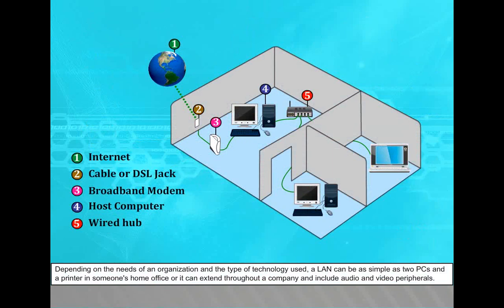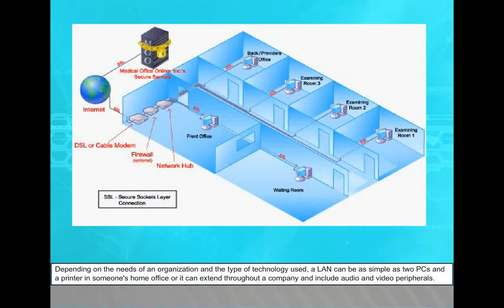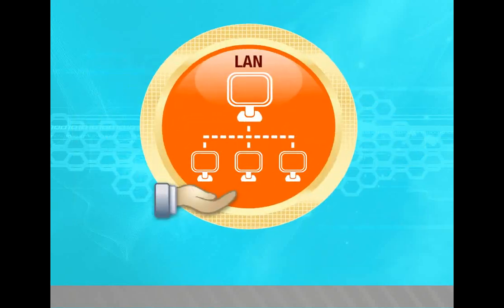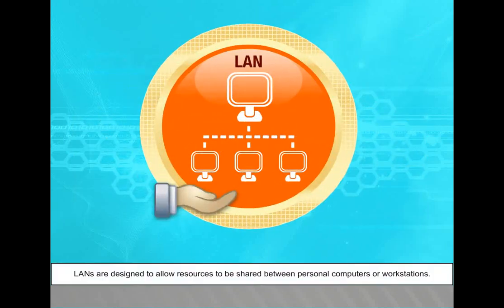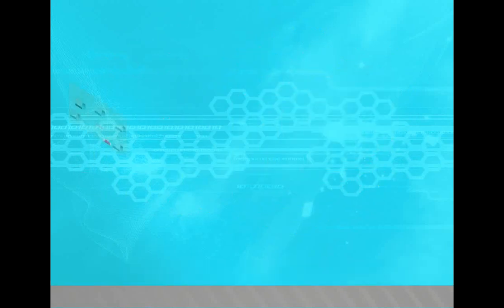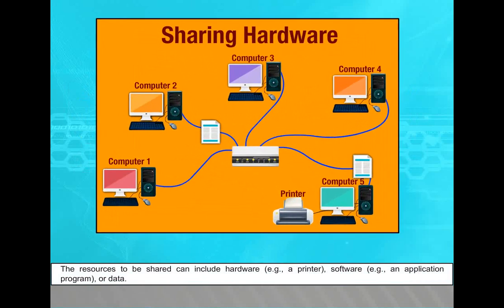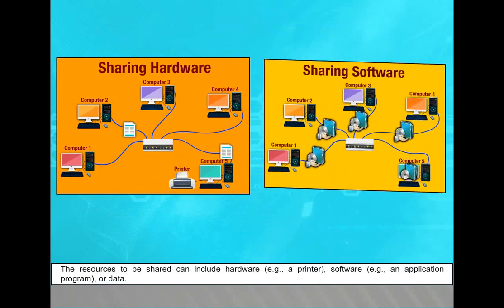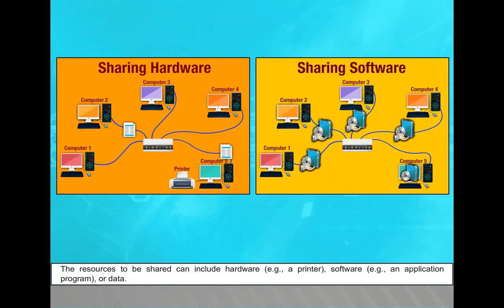Depending on the needs of an organization and the type of technology used, a LAN can be as simple as 2 PCs and a printer in someone's home office, or it can extend throughout a company and include audio and video peripherals. LANs are designed to allow resources to be shared between personal computers or workstations. The resources to be shared can include hardware, for example a printer, software, for example an application program, or data.